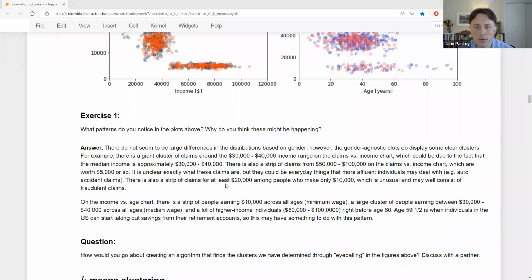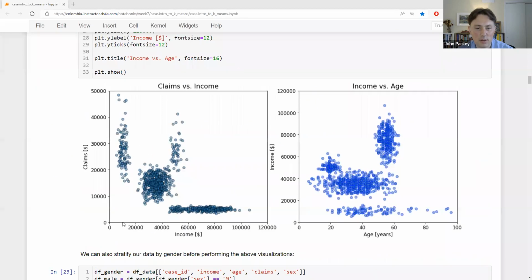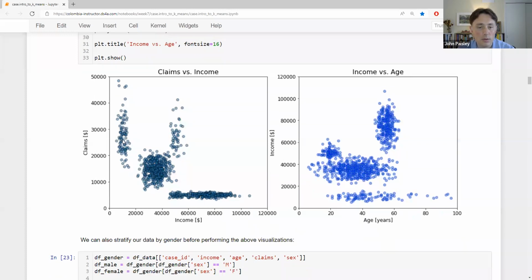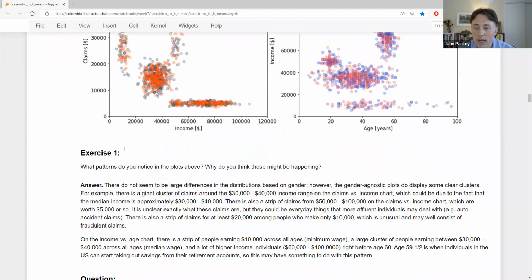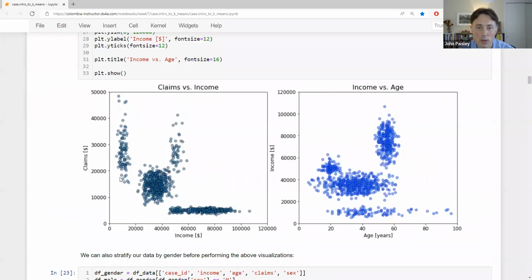There's also a strip of claims of people making only about 10,000, so small incomes, who are claiming much more than their yearly income. Right? So they're making 10,000 and they're claiming something that's much more than what they have. In some cases it's like 3 times more than they make in a year. So you might think that that's unusual or anomalous, and that might be where the fraud is.